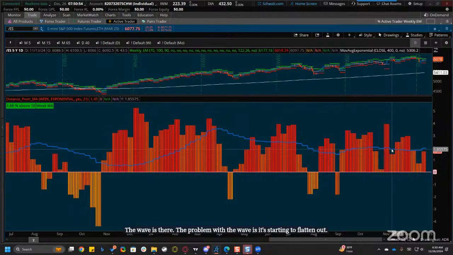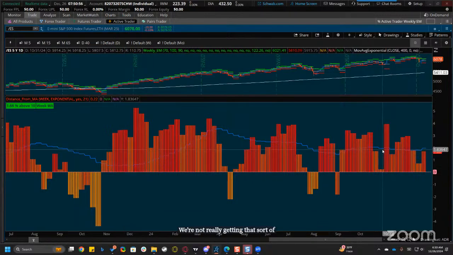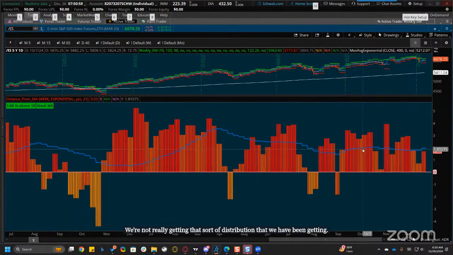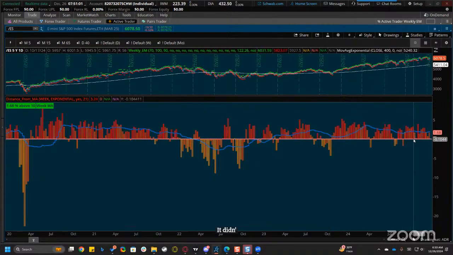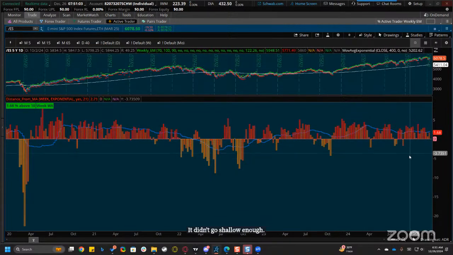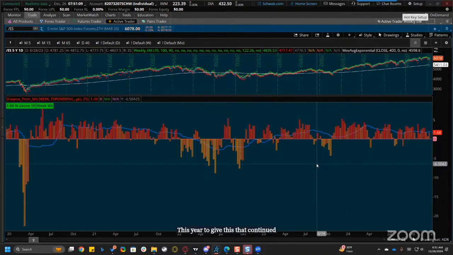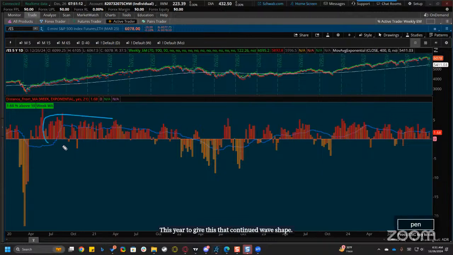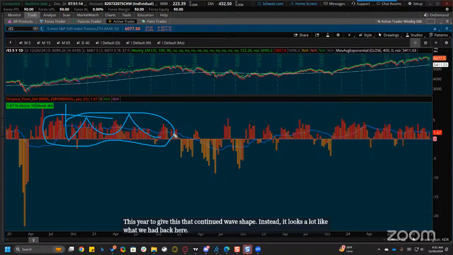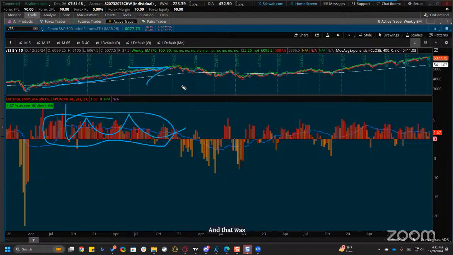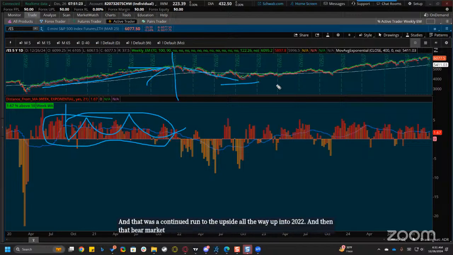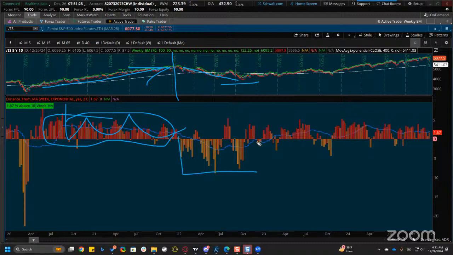We're not really getting that sort of distribution that we have been getting. It didn't go shallow enough or negative enough this year to give this that continued wave shape. Instead, it looks a lot like what we had back here. And that was a continued run to the upside all the way up into 2022, and then that bear market that dropped us off, which is where we've seen that distribution into the negative.